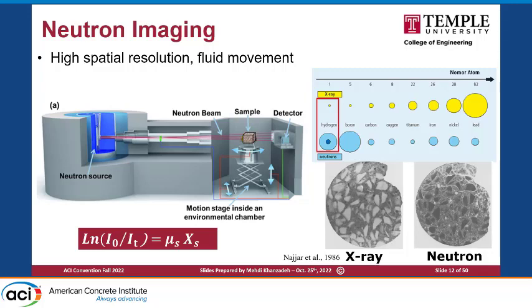But the good thing about the neutron is that it's very sensitive to hydrogen atoms. In other words, if you are interested in looking at the water movement in the system, that's a great technique. If you compare with X-ray, X-ray has a low interaction with hydrogen or water, so you can't really observe the water movement. But if you use the neutron, it's a great technique to see the water movement in our concrete samples.